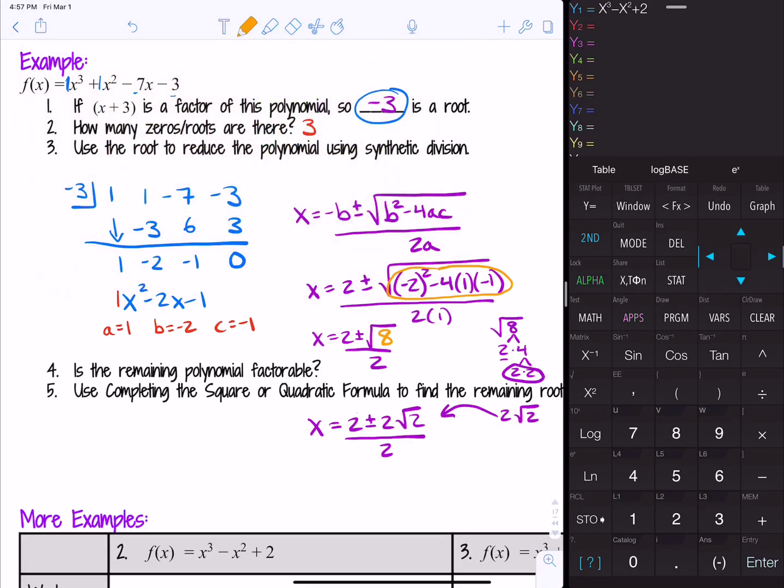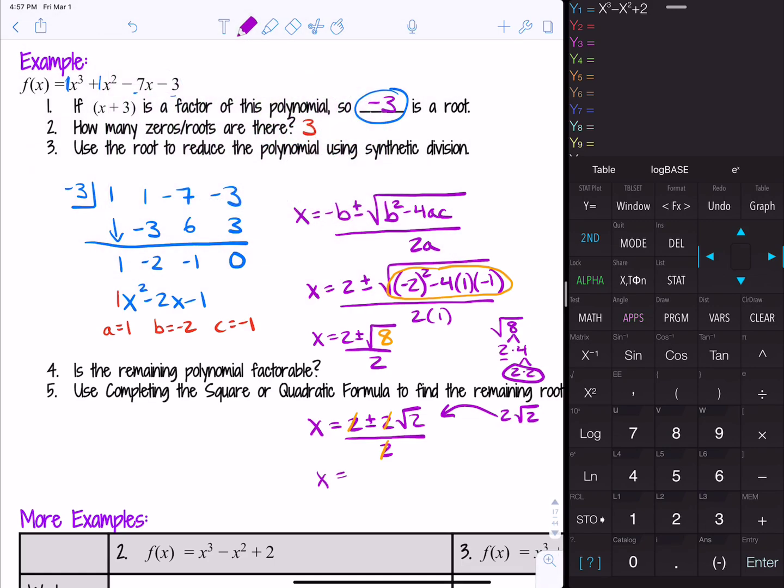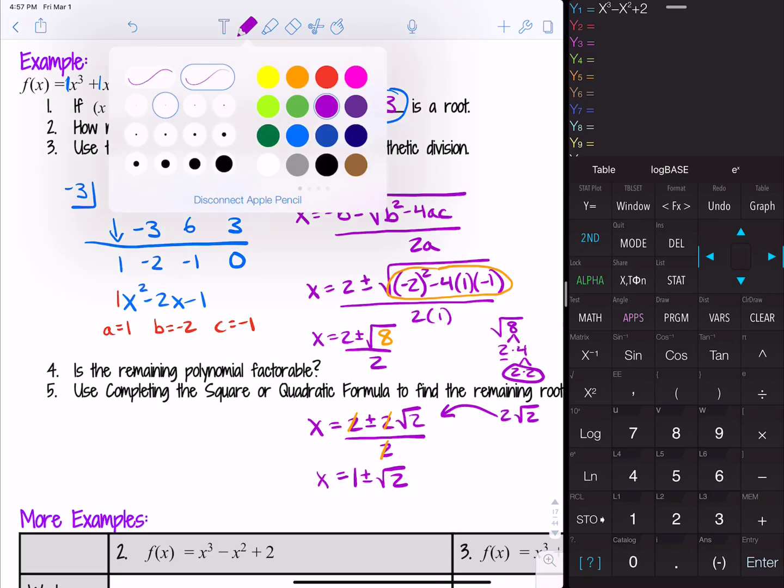We just have these 2's out front. So those 3 2's in front of the radical could be reduced because they can all be divided by the same thing, which is 2. So you get x equals 1 plus or minus the square root of 2. So now that you have found all of your roots, it's good to write them all together.